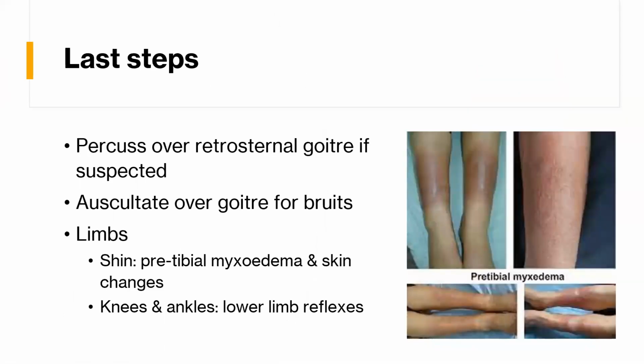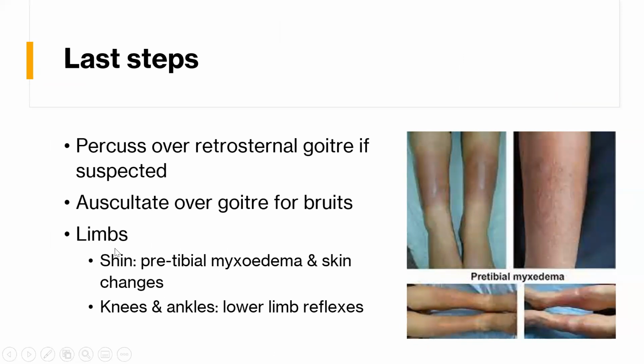The last few steps in this examination: if there is a goiter, if you think there is a swelling just behind the sternum, then you need to percuss it. Start from your neck and go all the way down to the sternal notch. This is to check if there is a goiter, as it would produce a different percussion note. And if there is a goiter, you also want to auscultate it to listen for any bruit, which is a turbulence in blood flow.